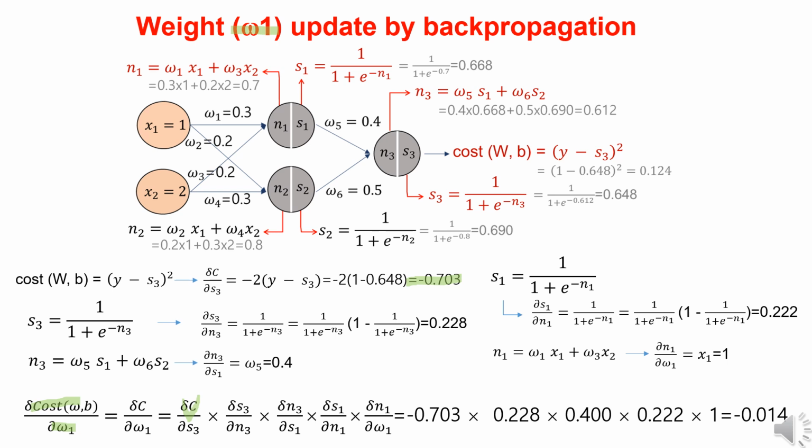0.703. The partial derivative of S3 with respect to N3 is 0.228. The partial derivative of N3 with respect to S1 is 0.4. The partial derivative of S1 with respect to N1 is 0.222. The partial derivative of N1 with respect to omega 1 is 1. Multiplying these five values together gives negative 0.014.